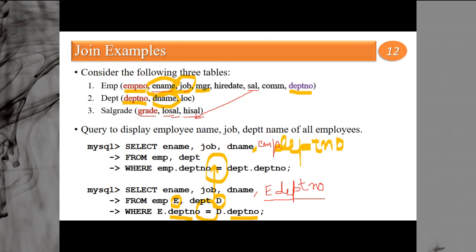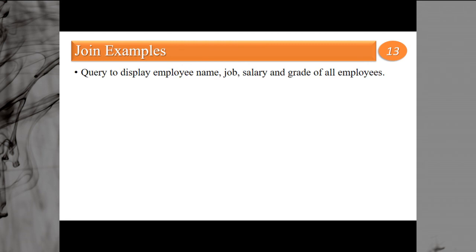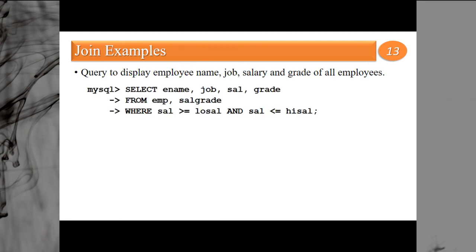Salary, low salary, salary, high salary. This is the common column. So this is what we are performing the query: select ename, job, sal, grade. Now the common column is salary, and since both tables have two different names, one is having sal, another is having low sal or high sal, the names are different. The common columns have different names. That means it is a non-natural join.